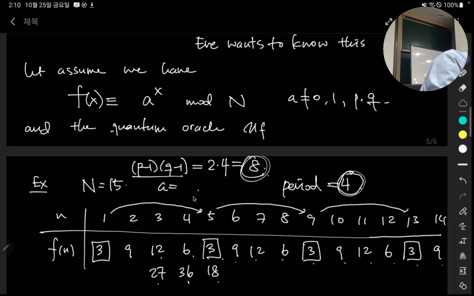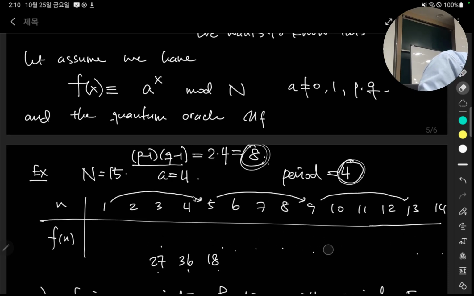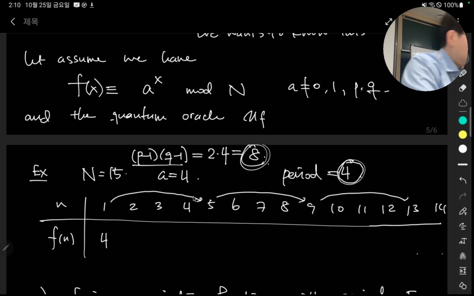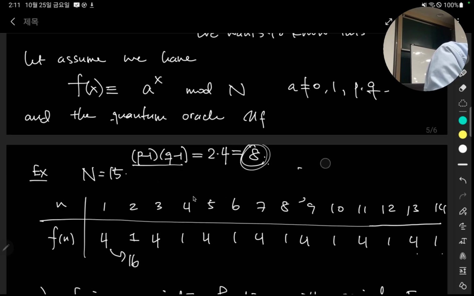So I should choose, let's say, 4. Instead of 3, let's pick 4. So 4 is simple, but anyway, I can do it here. If you multiply 4 by 4, you get 16, but you get 1 again. Okay. So you get 4, 1, 4, 1, 4, 1 going on. So what's the period in this case? Its period is 2.